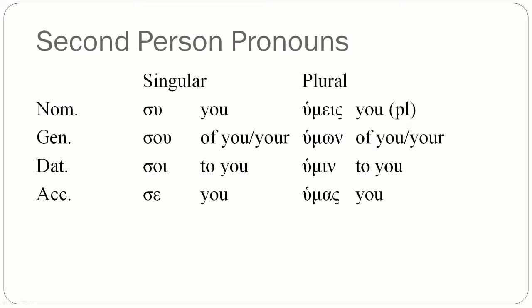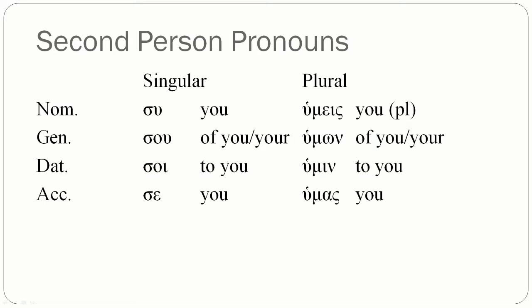But let's look at these. First, the singular forms. The nominative singular is su, sigma, upsilon, which means you. Then the genitive singular is pronounced the exact same way. Sigma, omicron, upsilon is also pronounced su. The only difference is that omicron in the middle there from the nominative. And the genitive singular of you or your.